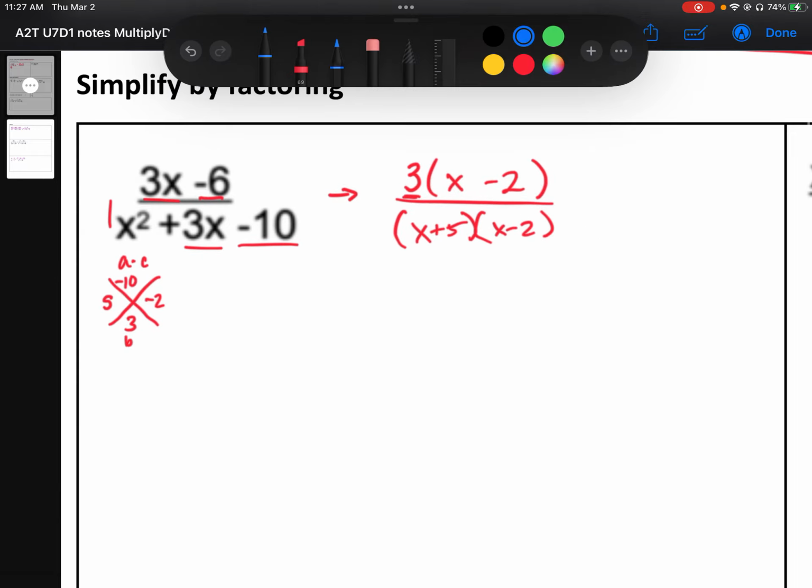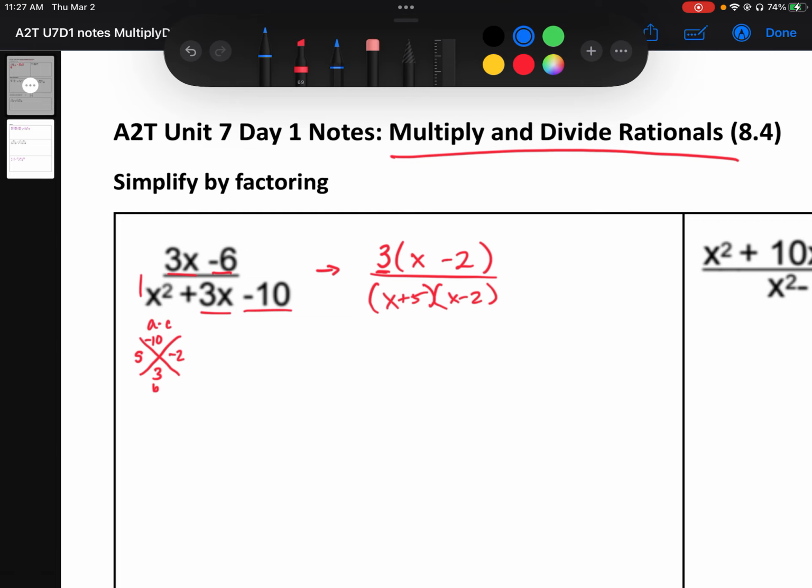All right, so we'll talk a little bit more further on down this unit about discontinuities. But take a look, what can we simplify? Just like if I was simplifying the fraction 2 over 2, 2 divided by 2 is 1. So I have x minus 2 on top and x minus 2 on bottom. Those divide out and become 1, so we can say they cancel out. And what am I left with? I'm left with 3 over x plus 5. And that is fully simplified.